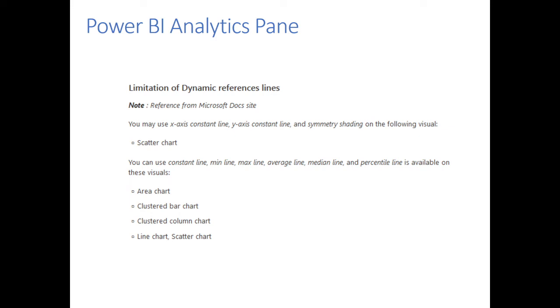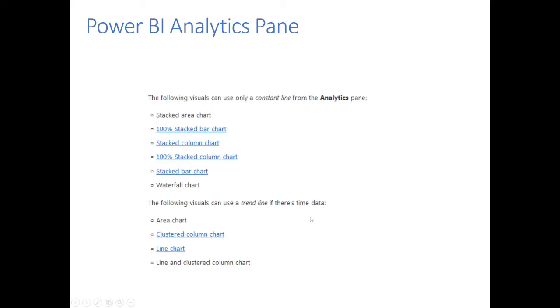Limitations of the dynamic reference lines, from the Microsoft Docs site. You may use x-axis constant line, y-axis constant line, and symmetry shading on the following visuals. Scatter chart. You can use constant line, min line, max line, average line, median line, and percentile line on the visuals available here: area chart, clustered bar chart, clustered column chart, line chart, and scatter chart. So these are the limitations.